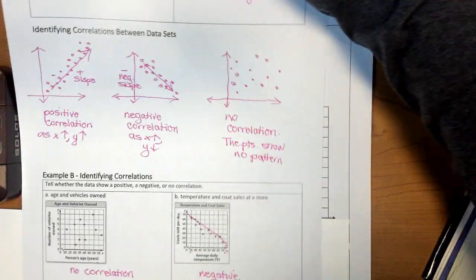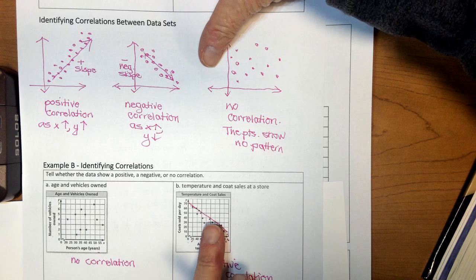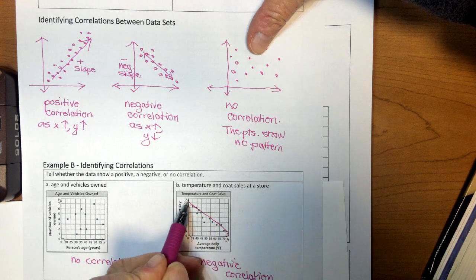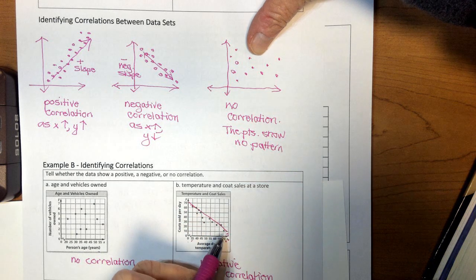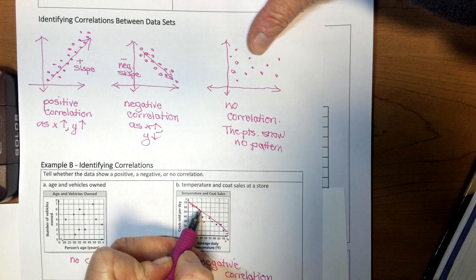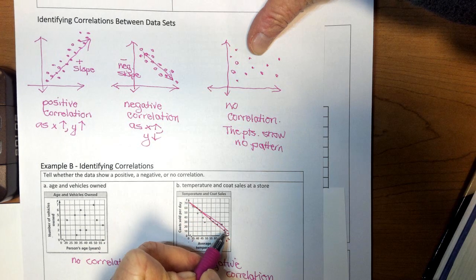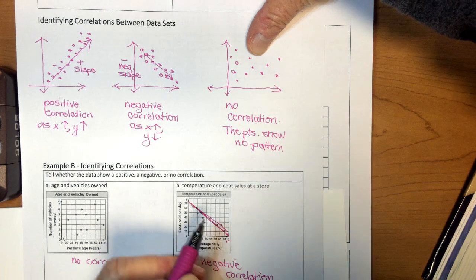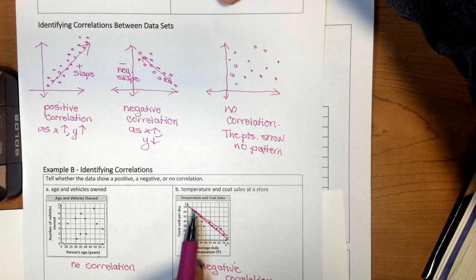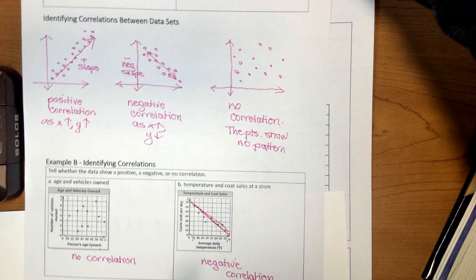So if you think about what I did over here, in example B, I drew a line through this data. And it wasn't a perfect line because I didn't use a ruler. But if I would have tried to draw a line through as many of these points as possible, that is called a trend line. And obviously we know that this is a negative correlation.